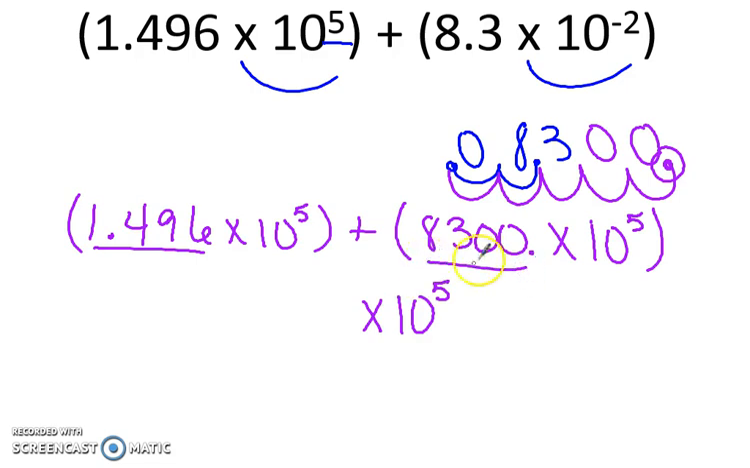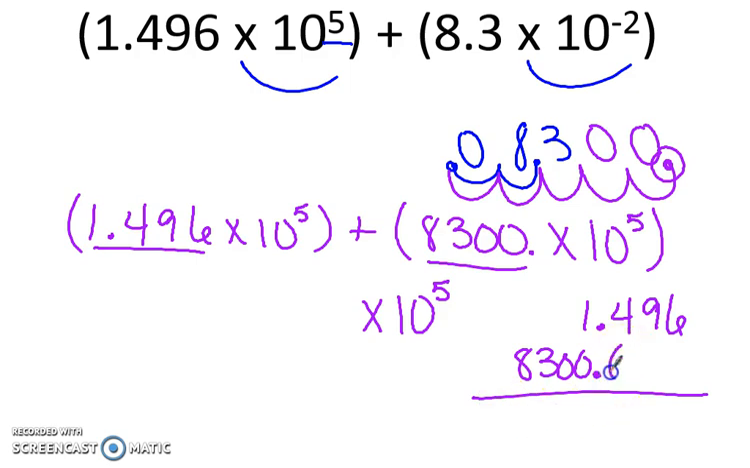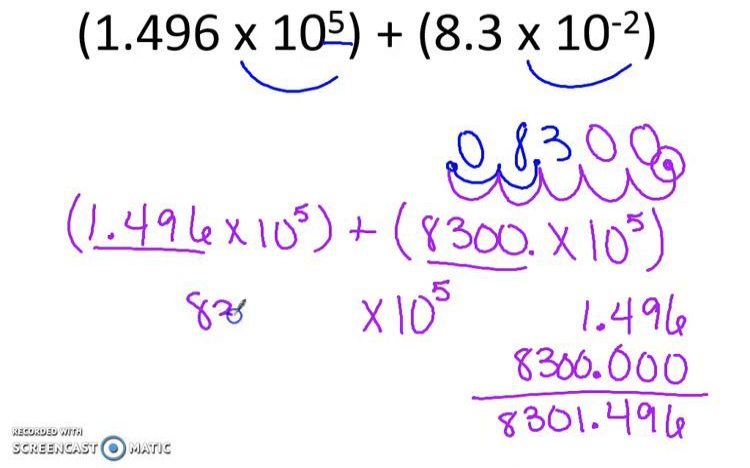But looking at this number, we're probably going to have to move a decimal again. So our first one is 1.496. Our second one is 8300. Placeholders. So we get 8301.496. See, we have too many numbers. So we're going to have to put it in standard so we can put it back in real scientific notation.